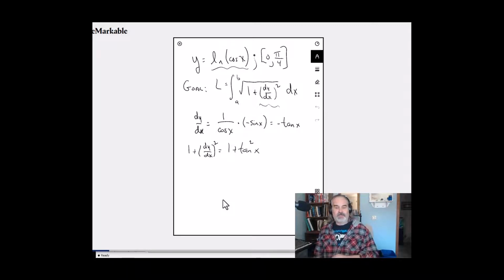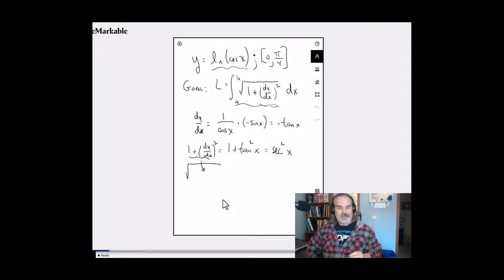So 1 plus the square of the derivative is 1 plus tangent squared, and if you're good at your trigonometric identities, you might recognize that as secant squared. And when I'm done with this problem, I'll show you a little trick about how you can, it's not a trick, it's a quick way to do a derivation of an identity to see if you have the right one in mind or not. Okay, so back up to here again. We've now computed the inside of that square root. And so now we can do the square root of this thing here.